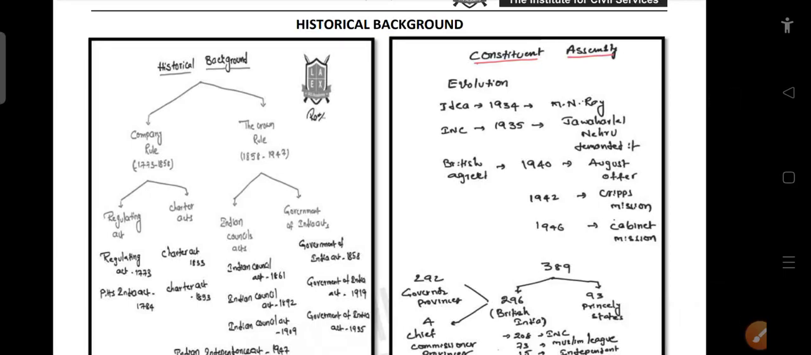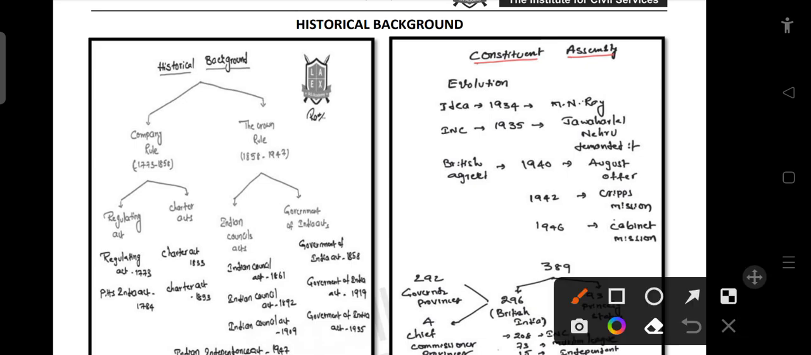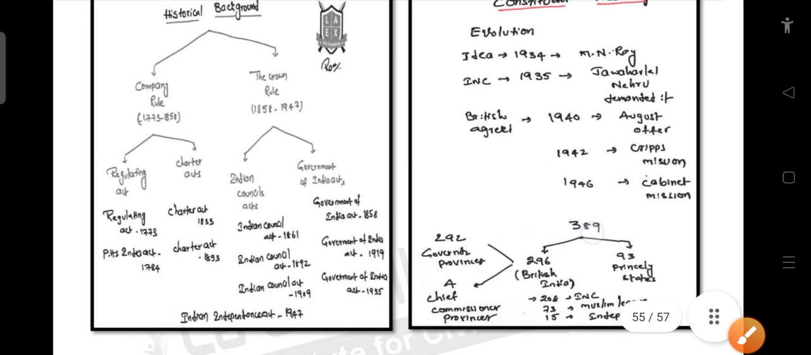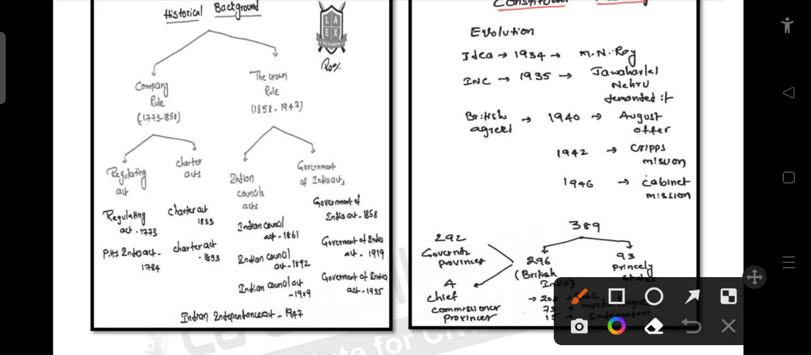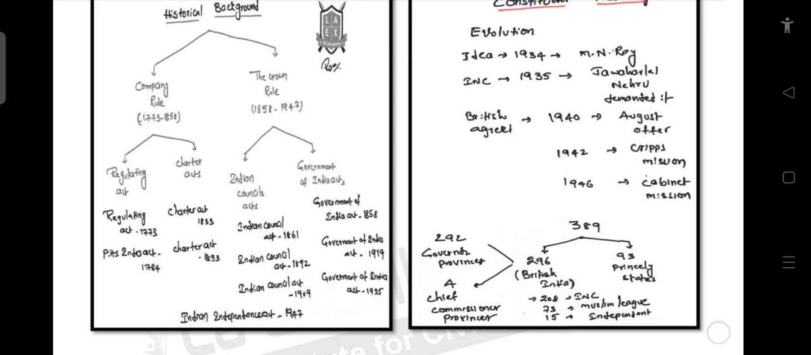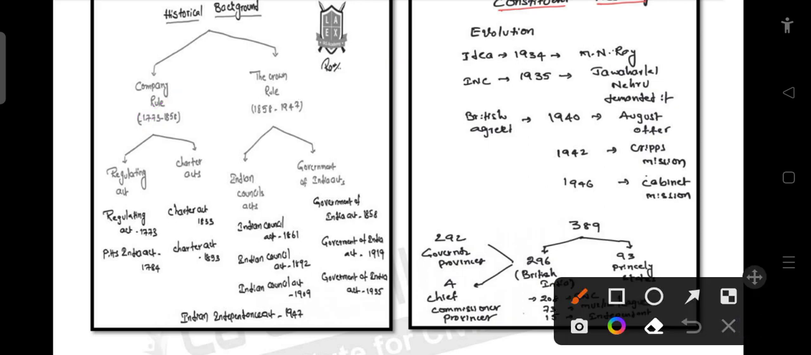Hey guys, today we'll learn about the historical background of our polity static series. If we look at the historical background, it's divided into two parts: company rule and then crown rule. Company rule is from 1773 to 1858, and then crown rule is from 1858, that is after the Great Revolt, till the independence in 1947.